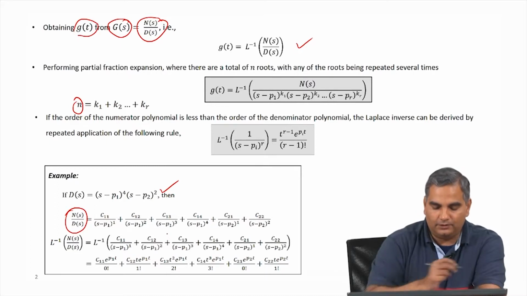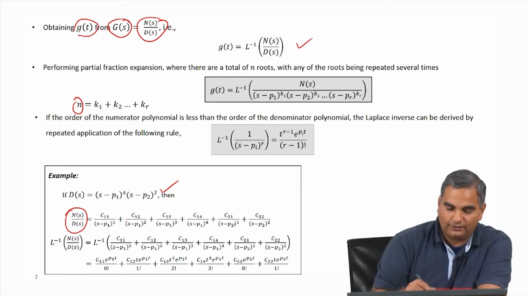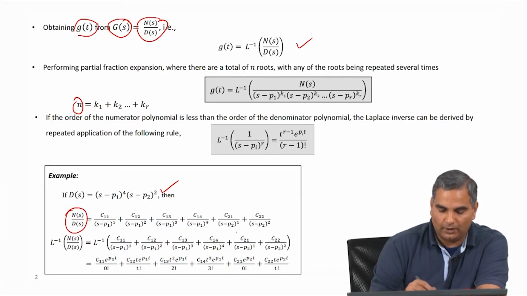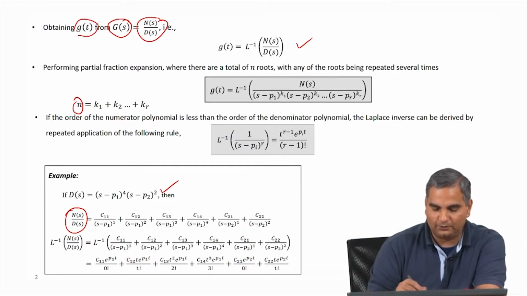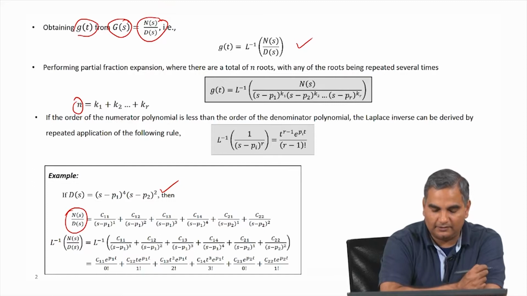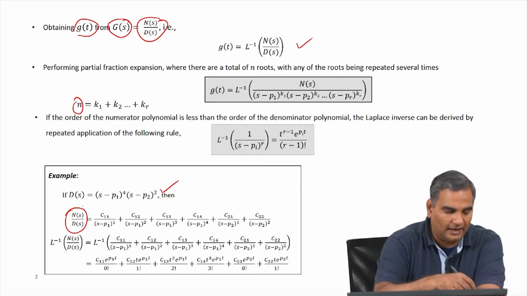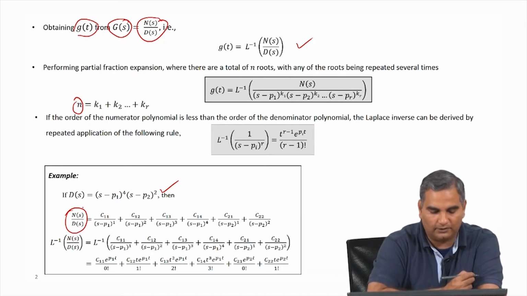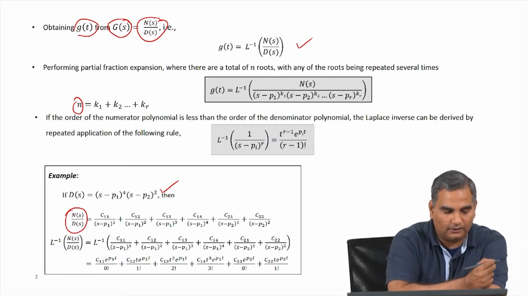And similarly, since p2 is repeated twice, there will be only 2 terms corresponding to p2. I have c21 by (s minus p2) to the power 1. So, this is the second root, the first repeat, which is (s minus p2), and the second root, second repeat, (s minus p2) squared. Now, you might wonder what happened to N(s), does it not matter? Of course, N(s) matters, and what N(s) is would define what these constants are. Once you put the correct constants, by taking the denominator multiplication, you can simplify the numerator, and that will turn out to be N(s).